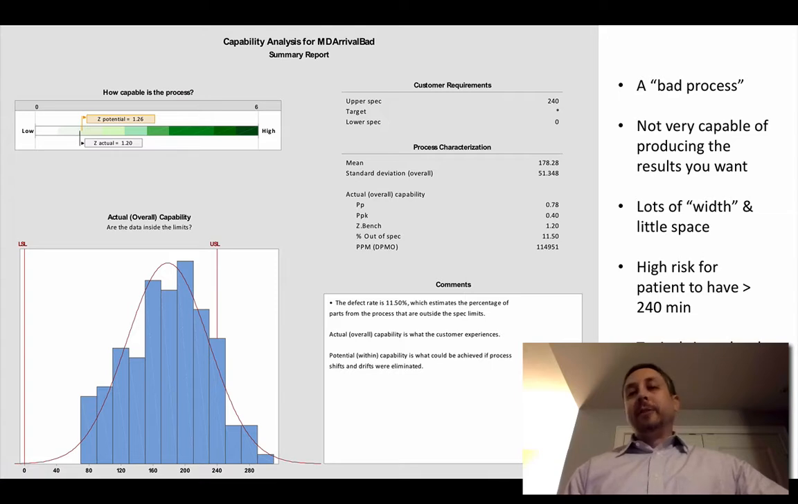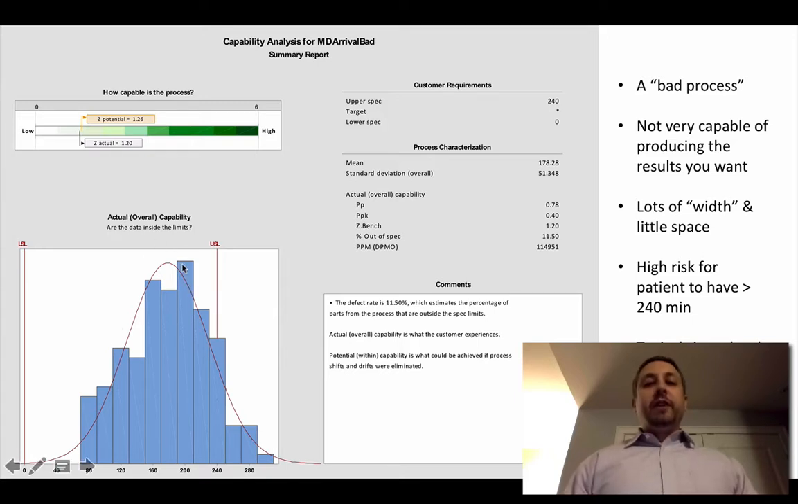Now let's look at a situation where patients are at higher risk for having a bad outcome or an unacceptable amount of time before they get where they're going. Again, the upper spec limit is 240 minutes from wherever we got that from, the voice of the patient, a physician in the ED who says it's too long, whatever we adopt as our upper spec limit. And here we have a process that is not very capable of producing the results we want.